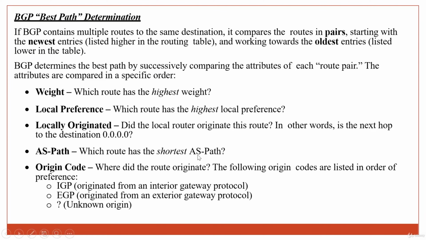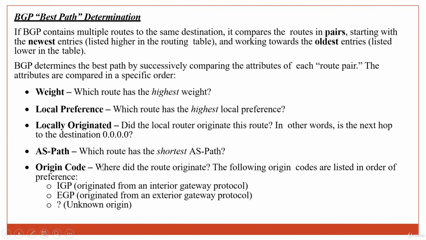So AS path: we know that BGP is a distance vector protocol. Think of one autonomous system as one router for a moment. If you have to cross more ASes, more hops or routers, that means it is not preferred. So if I am reaching a certain destination with 3 ASes versus 1 AS, the path with 1 AS will be preferred. So the shorter AS path will be preferred.